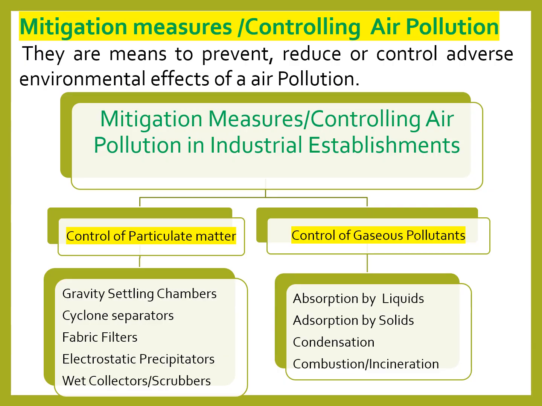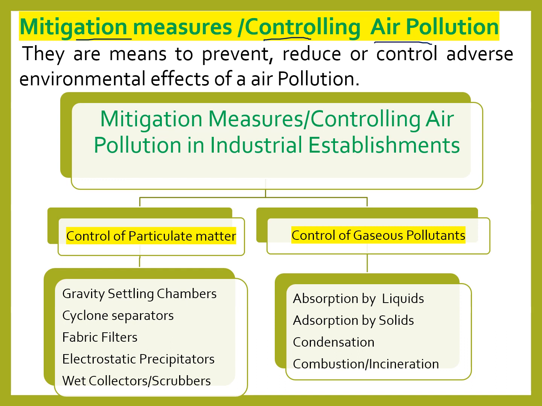Now up till now we have discussed the problem and its effect. Now if you want to control that, then that measure is generally called the mitigation measures. So mitigation measures are nothing but all the measures that we are taking to prevent, reduce, or control the adverse environmental effect of air pollution. So how to control or how to mitigate all this air pollution?